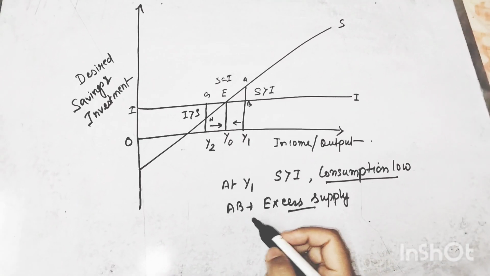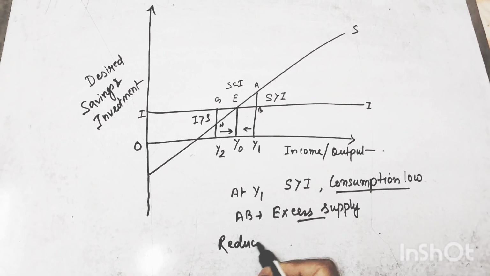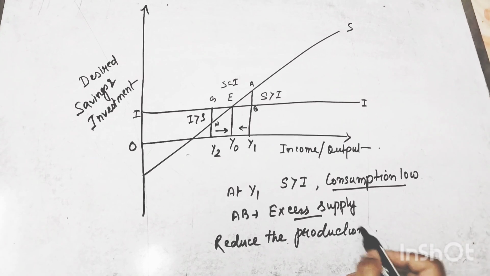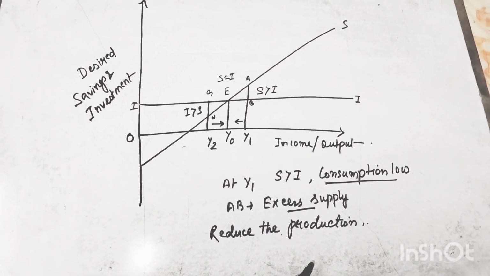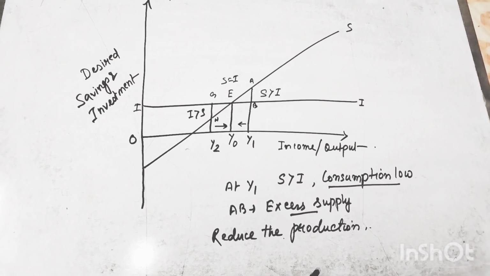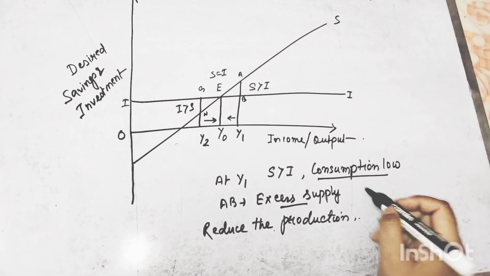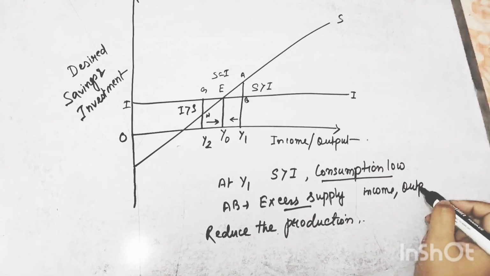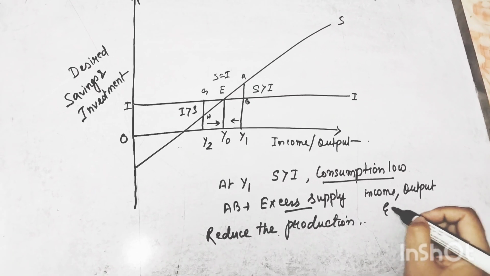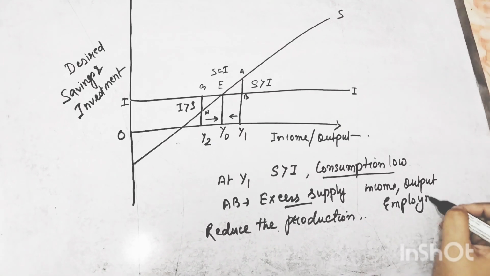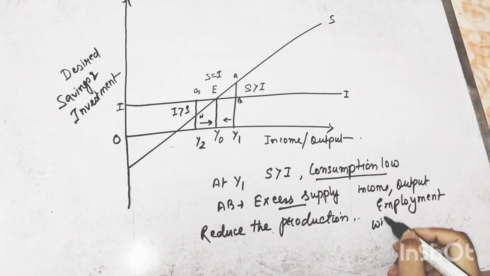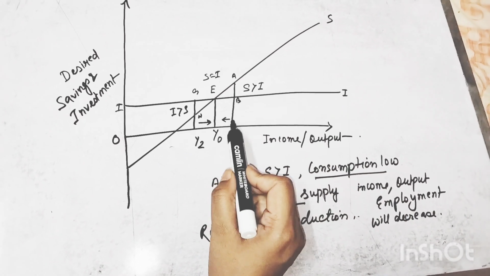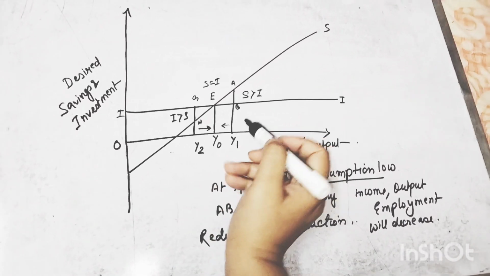Now what will the firm do? The firm will reduce the production. Now if the firm reduces the production, what will happen? Your income, output, and employment will decrease. That is what is given by this arrow. Will decrease.